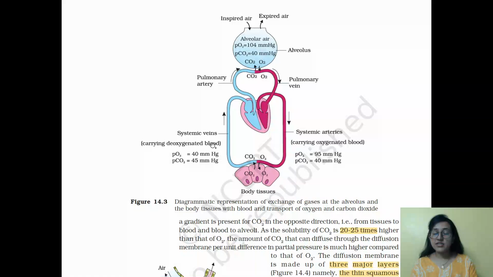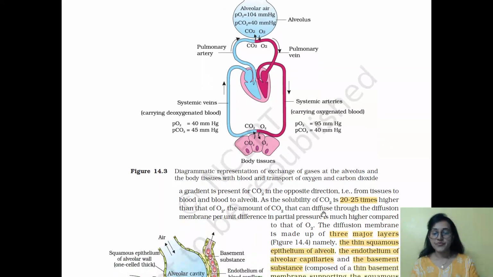In this deoxygenated blood, partial pressure of oxygen is 40 mm mercury and partial pressure of carbon dioxide is 45 mm of mercury. Through the systemic veins, this deoxygenated blood is going to the heart again. And from the heart, the pulmonary artery carries this deoxygenated blood to the lungs, where by simple diffusion carbon dioxide is expelled out from the blood. I hope up to this it's clear.